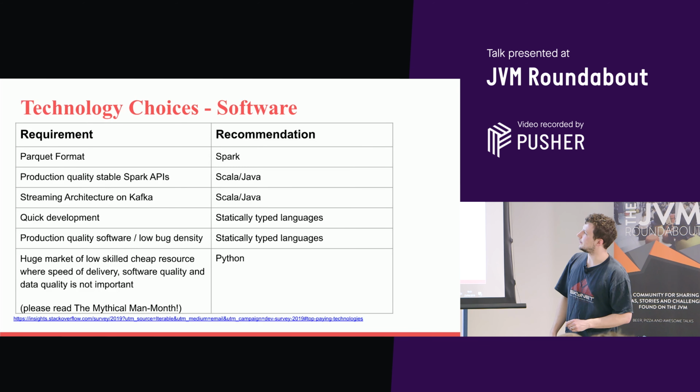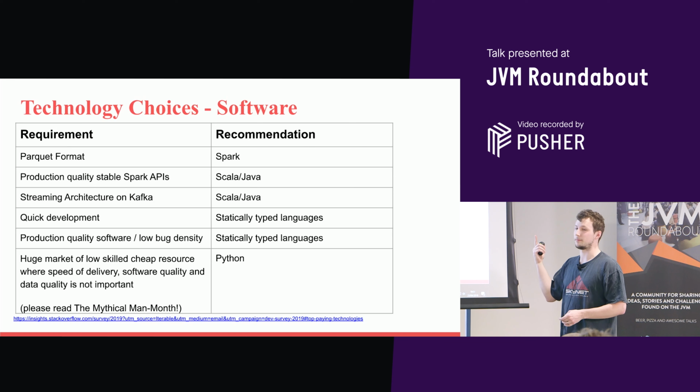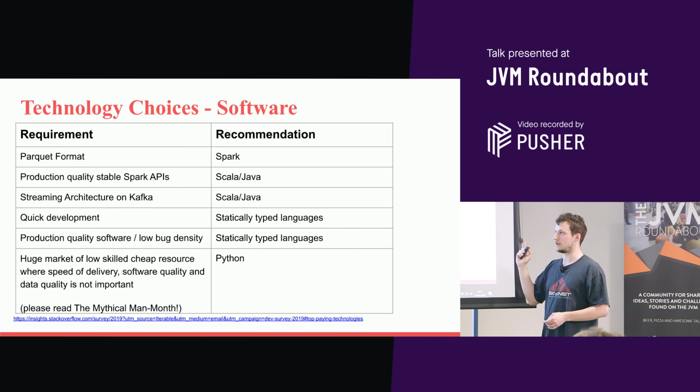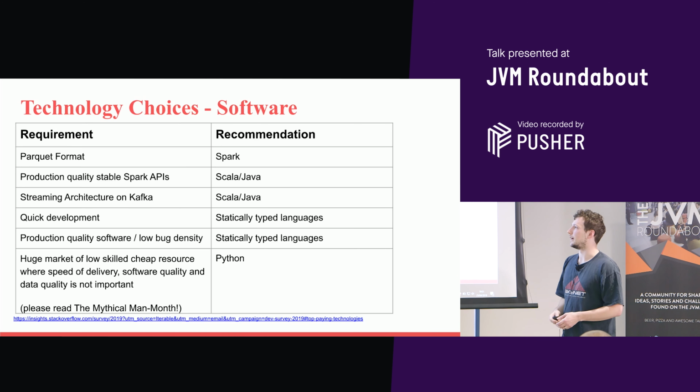So software, like I said, it's going to be JVM. If you're going to be using Parquet, you're kind of committed to using Spark, because most other libraries just don't deal with Parquet very well. And I don't really rate Python. I find that you find too many bugs which you find too late.